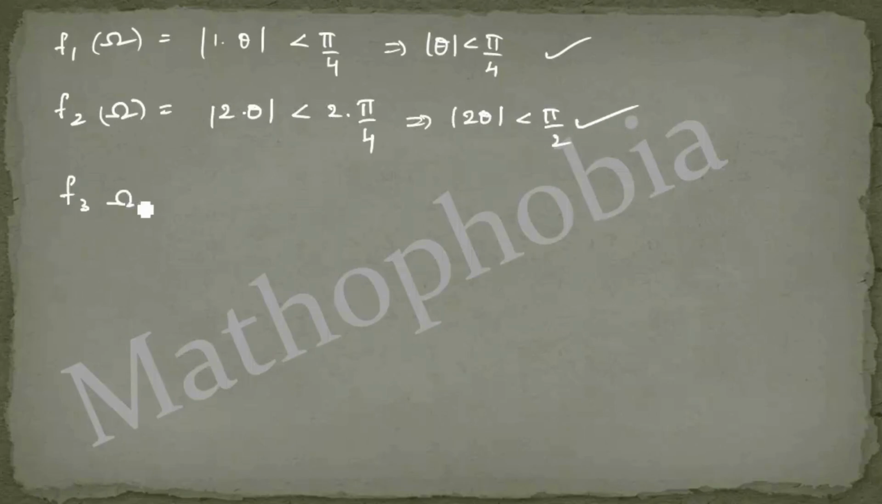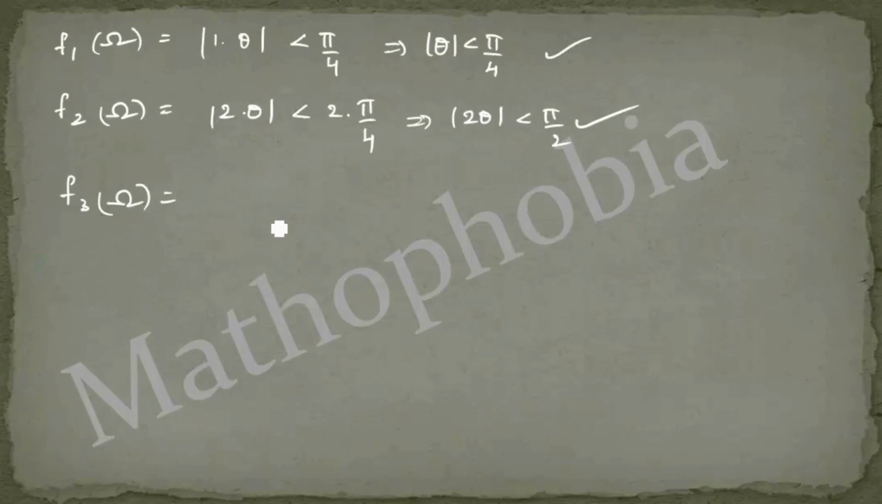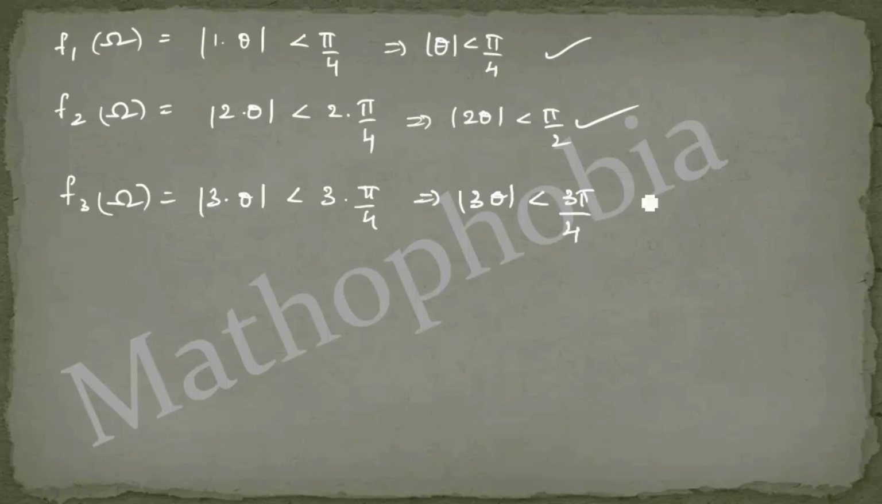Next, third option, f3 of omega. What will its value be? They have given mod imaginary part of z is less than 3 pi by 4. So here mod 3 theta is less than 3 into pi by 4. So mod 3 theta is less than 3 pi by 4. So option 3 is correct.